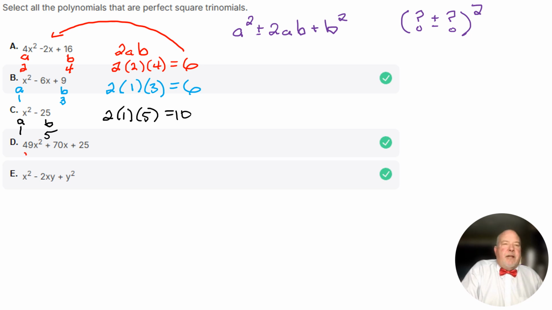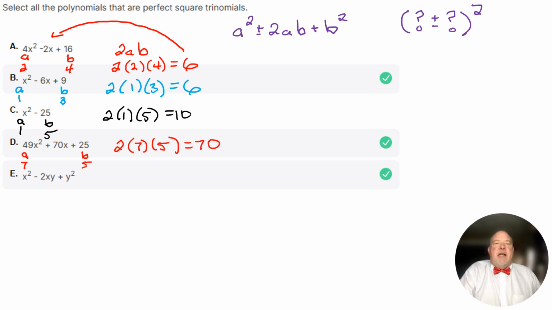So the square root of 49 is 7. So that's my a value. The square root of 25 is 5. So let's check 2 times a times b and see if it's equal to 70. So I have 2 times 7 times 5. So that's 14 times 5, and that is equal to 70. So that one is a perfect square trinomial. And again, if you had to factor that one, it would not be fun.